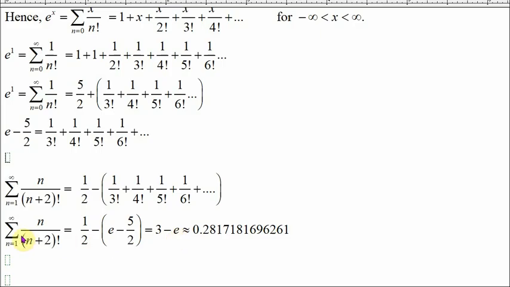And so in summary, the series with n over (n plus 2) factorial is equal to 3 minus e, converges to 3 minus e. And that's the end of the video.